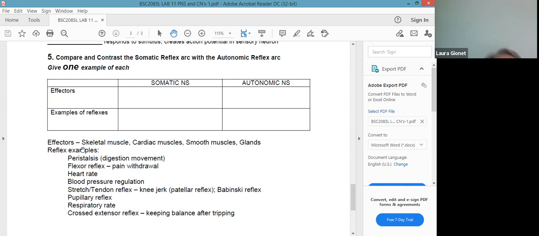Okay, essentially everything else listed there that we did not put under somatic goes under autonomic. So peristalsis goes under autonomic because peristalsis is how we propel food through the digestive system, as well as how we transport urine from the pelvis area of a kidney to the bladder. Heart rate is another autonomic nervous system reflex. Blood pressure regulation, autonomic nervous system reflex. Both the pupillary and respiratory rates go into autonomic.